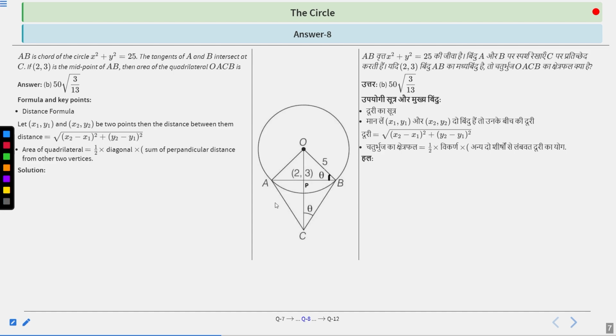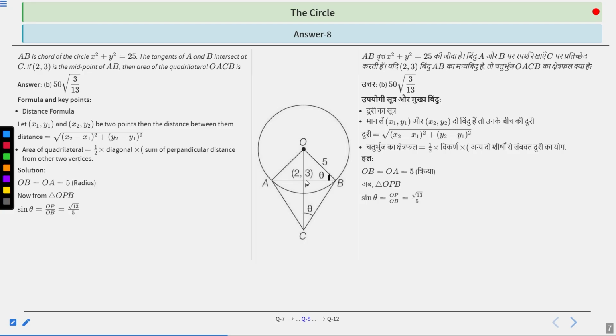So see, you can see the figure. We have a circle having center (0, 0), clear, and radius 5 units. Now, A and B are the points at which we are drawing the tangents, and the tangents intersect at point C, clear. And P is the midpoint of A and B, and the coordinate of P is (2, 3), clear. So OA and OB are equal to 5, which is the radius, right? Now, from triangle OPB, sin θ is equal to OP upon OB, right?